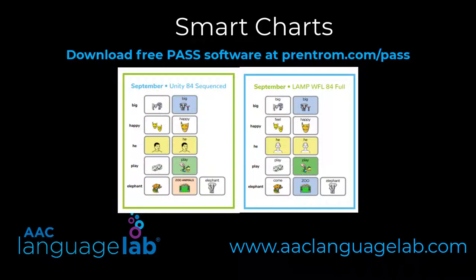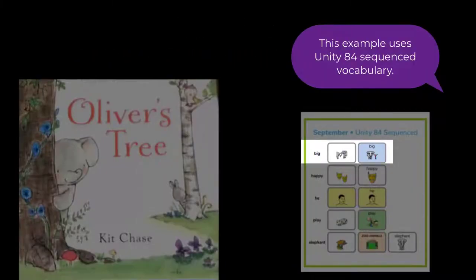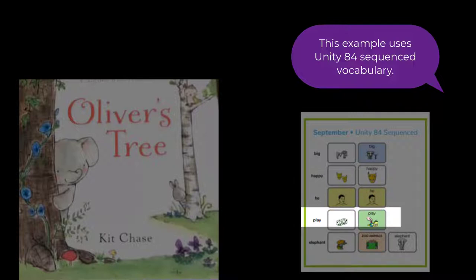Use the smart charts to help you locate the target words when you're reading the story. The target words for this story include big, happy, he, play, and elephant.